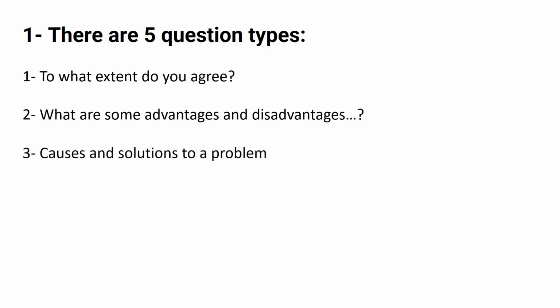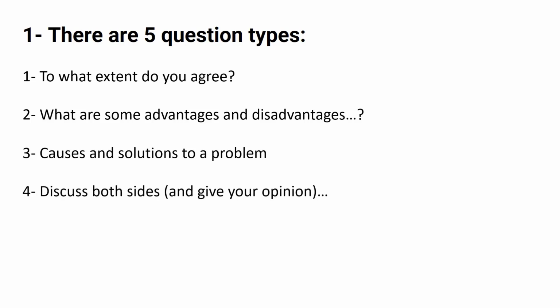The third type is causes and solutions to a problem, and it's clear that you will be given a problem and you're asked to write some reasons and come up with solutions for this problem. The fourth type is to discuss both sides and give your opinion. Here you will be given a point and you have to discuss both opinions around this point, and at the end you give your opinion. And this is different from Type 1, because Type 1 you have to disagree or agree from the very beginning till the end. But here you have to discuss both sides, those who believe in the idea and those who don't, and then you give your opinion in the end.